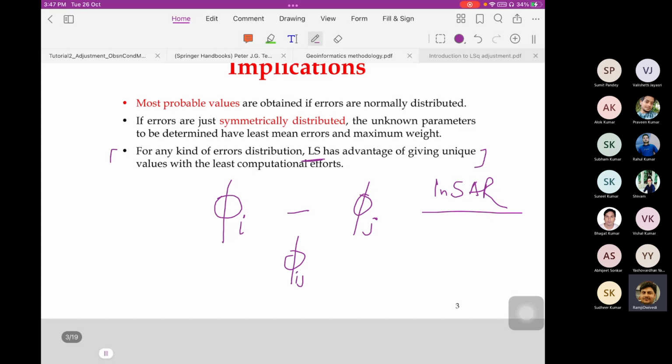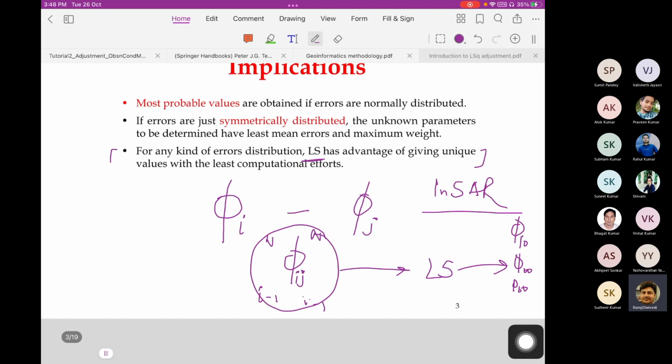Similarly, if you have these values of phi ij from i equal to 1 to n, j equal to 1 to n, you have a lot of pairs from an image, and these pairs go into a least square system and eventually give us the master pair values like 1 to 0, 2 to 0, 3 to 0. They are just solving, giving from all possible pairs a single interferogram pair.